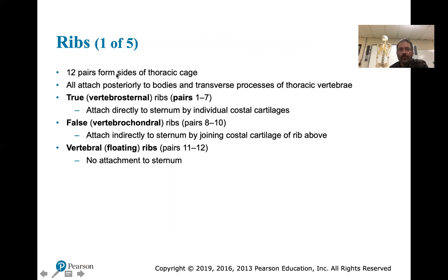So there's 12 pairs of ribs. They form the sides of the thoracic cage, all attached posteriorly. It's easier on here. The ribs are wrapping around here. They all attach posteriorly to bodies and transverse processes of the thoracic vertebrae. The true vertebrosternal ribs. Remember, vertebrosternal ribs. All right. They're all attached to the costal cartilages. The false or vertebrochondral ribs are pairs 8 through 10. All right. And then I showed you the floating ribs.